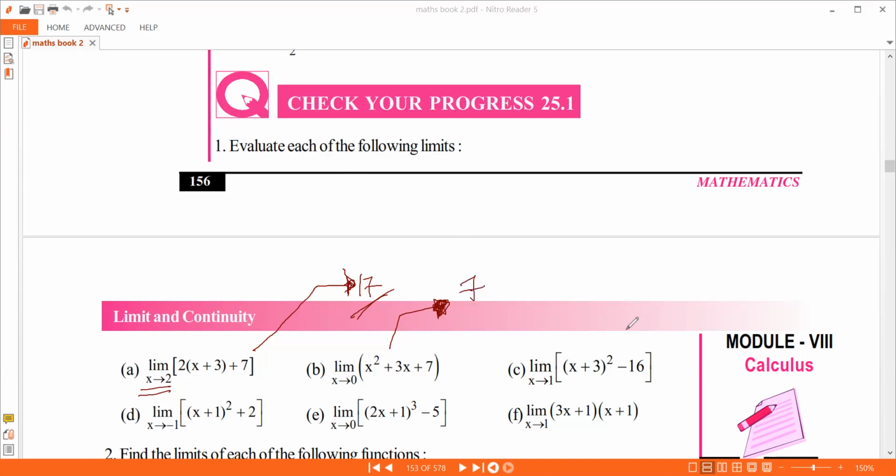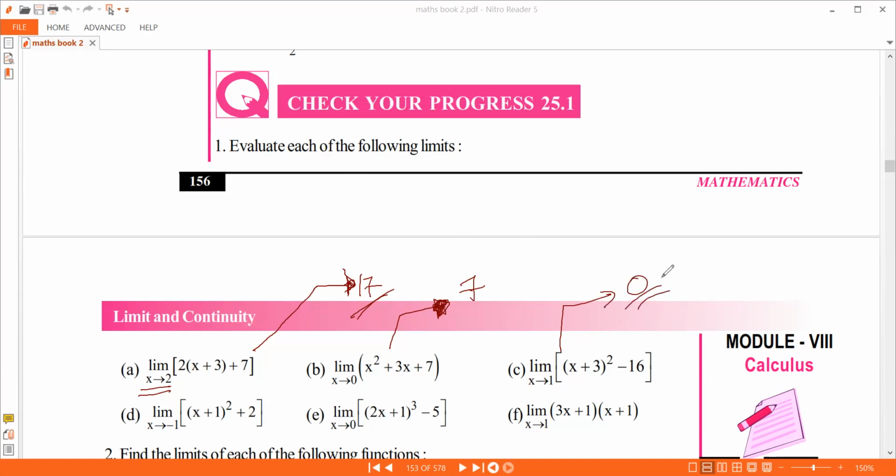Okay, next one. 1 plus 3 square minus 16 should be 4, 16. 3 plus 1, 16. This is 0. Yeah, good. 0. Correct. So right, this answer is a hurting term.